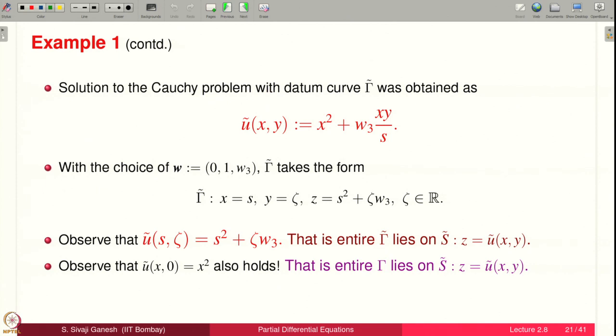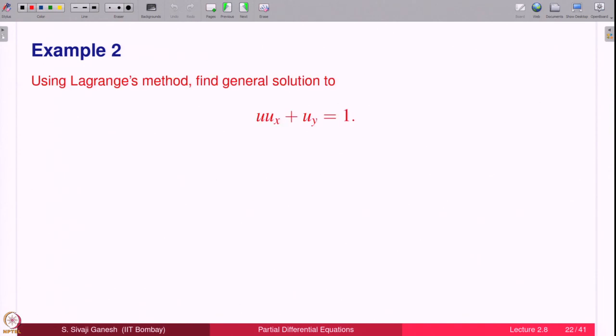So, not all these solutions are also global with respect to domain. They are in fact defined on R2. Okay, they are defined on R2. So, there are infinitely many solutions. Now, let us look at the second example.